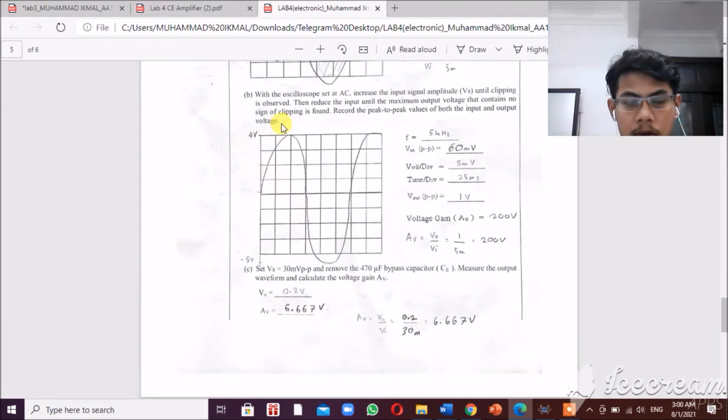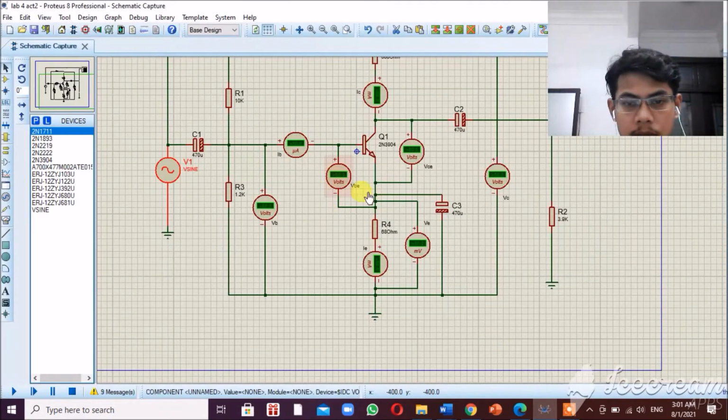So let's continue with question B. With the oscilloscope set at AC, increase the input signal amplitude Vs until clipping is observed. Then reduce the input until the maximum output voltage that contains no sign of clipping is found. Record the peak-to-peak values of both the input and output voltage. So this is the result of non-clipping, and the clipping we show in photos.